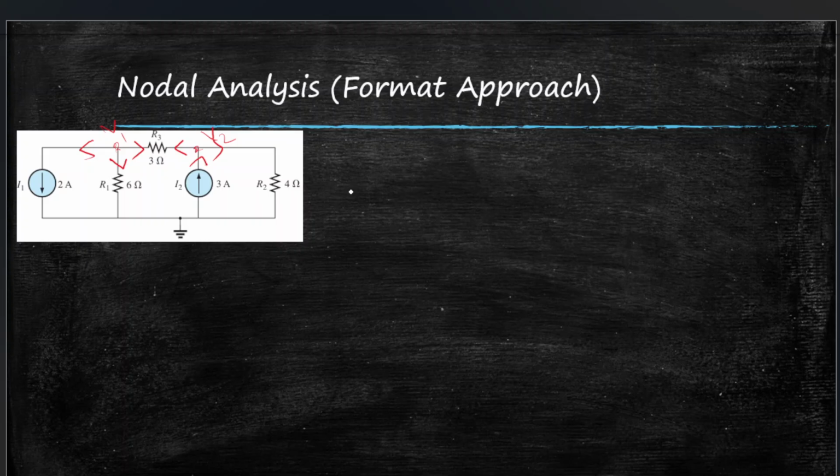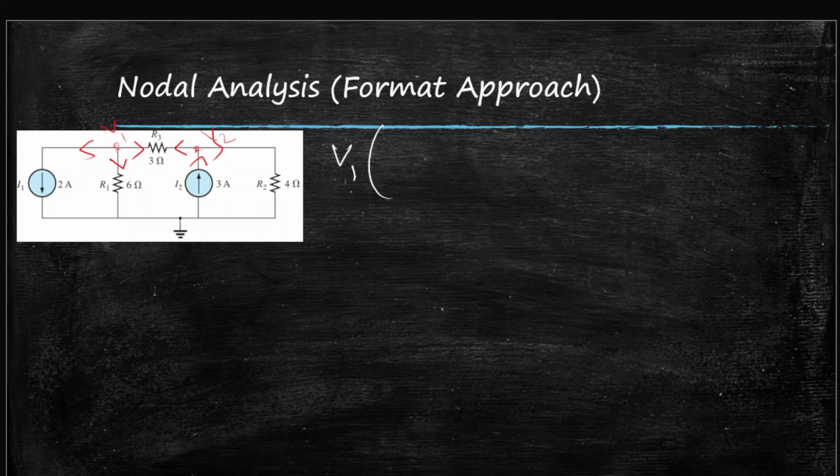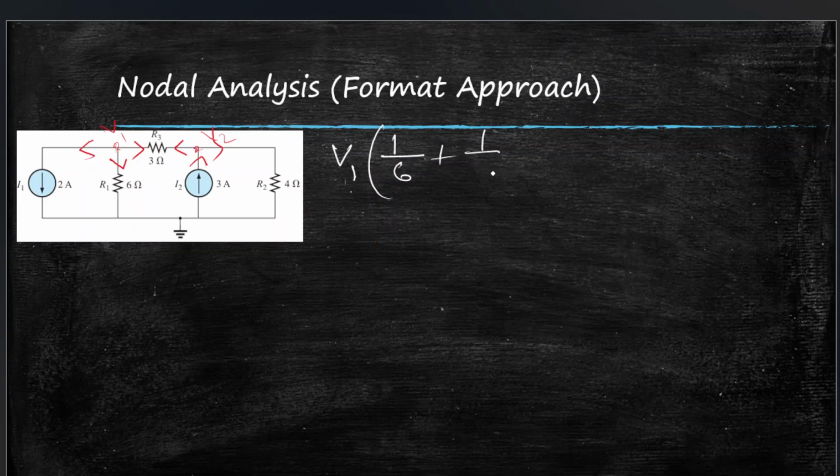Now let's apply the format approach. So just like with mesh analysis, we'll first take our nodal voltage, so V1. In mesh we took our loop current 1. Here we are taking node voltage 1. So V1, open bracket, put all the resistors. So we have 1 over R1, so 1 over 6. Okay, and then we have plus 1 over R3, so 1 over 3.